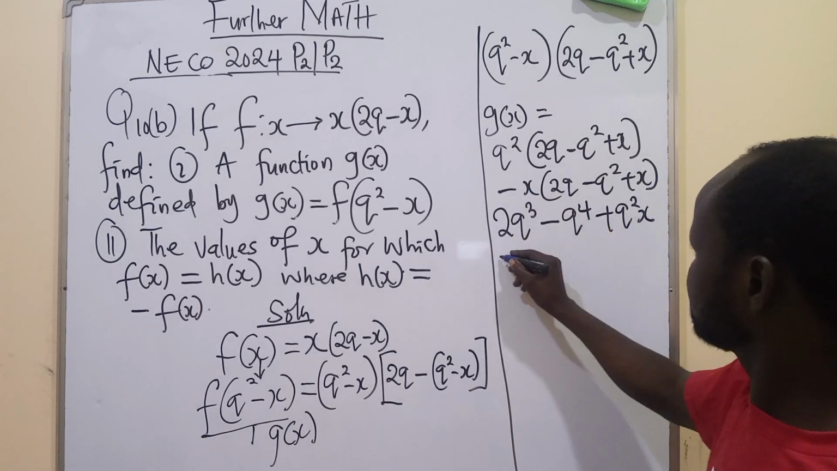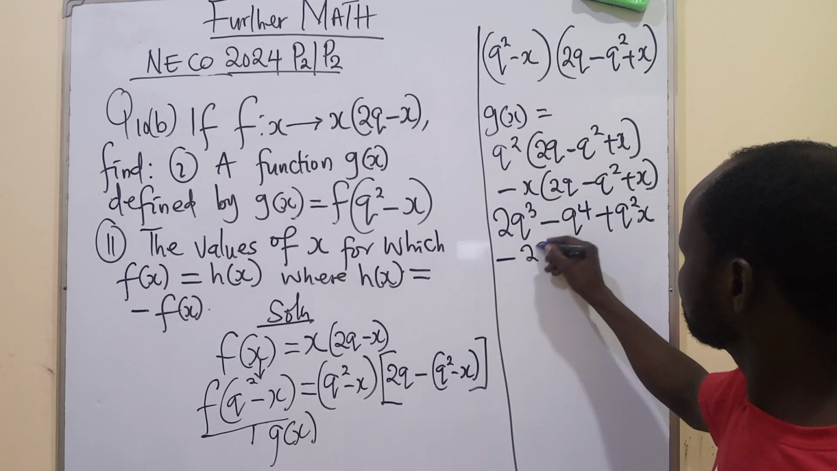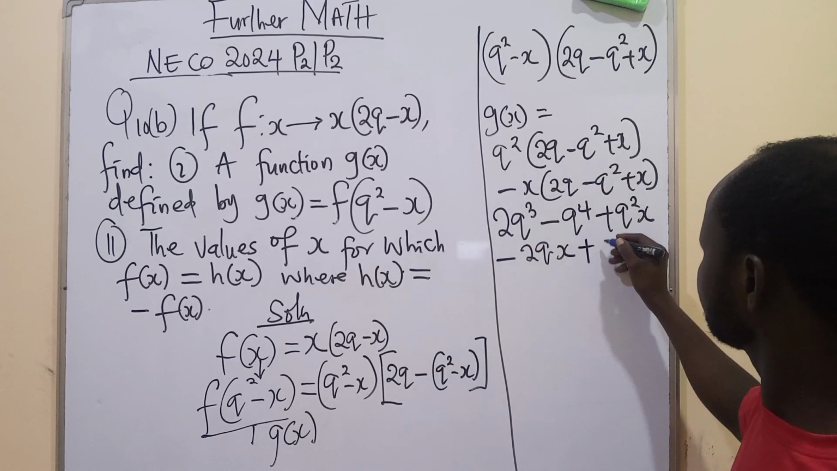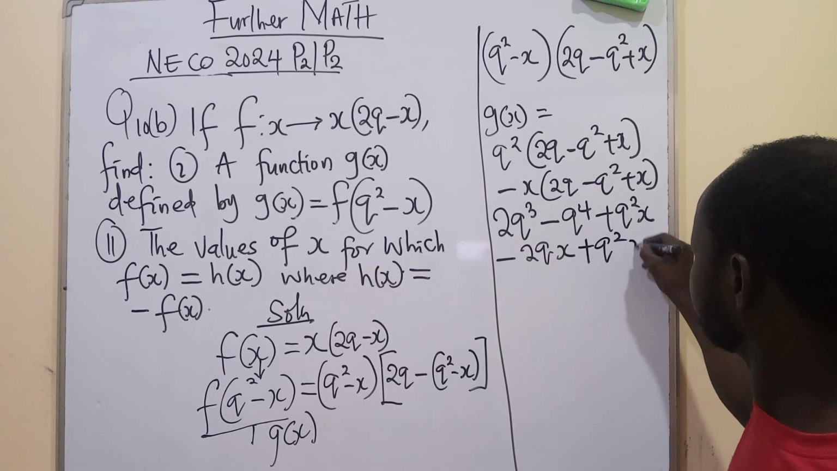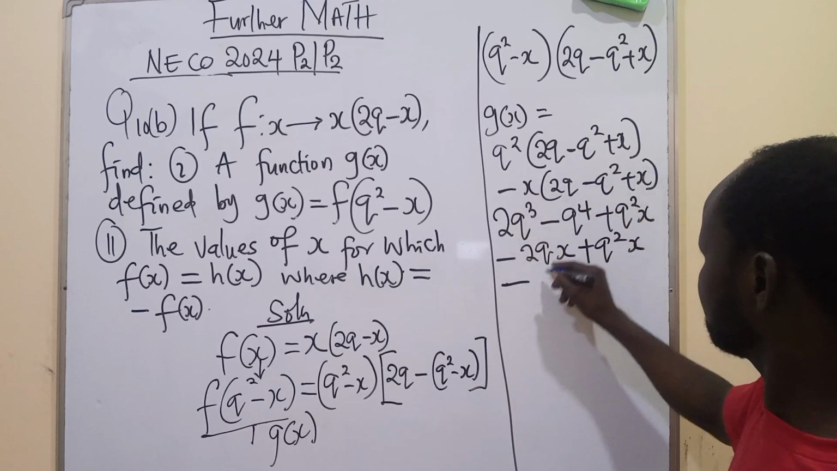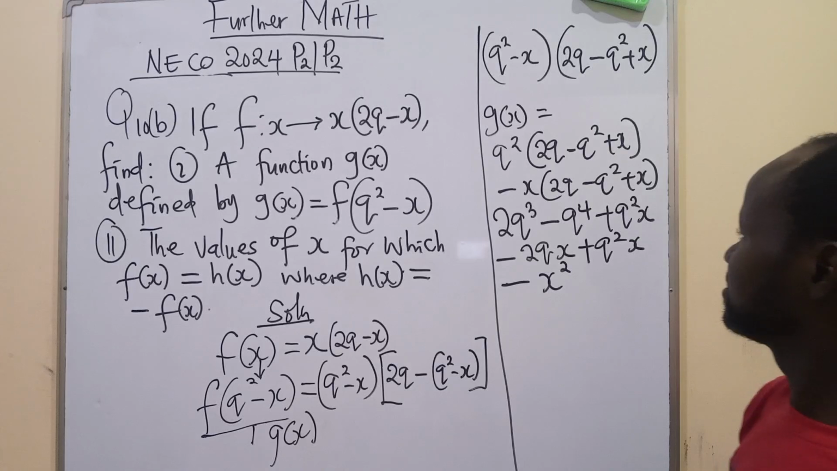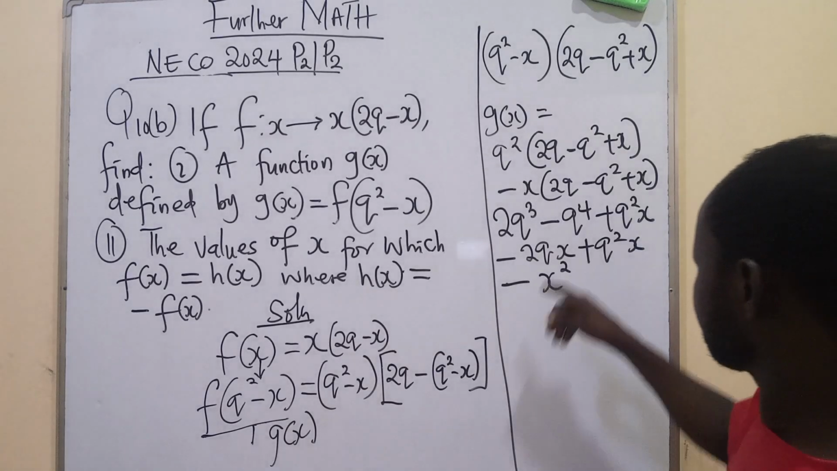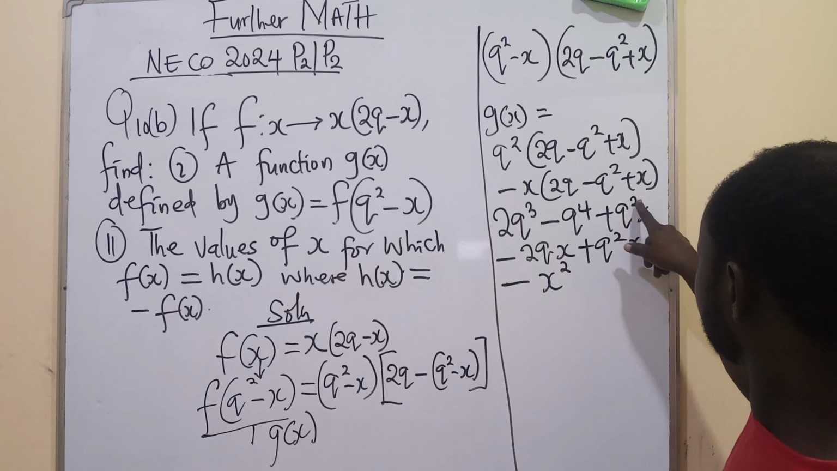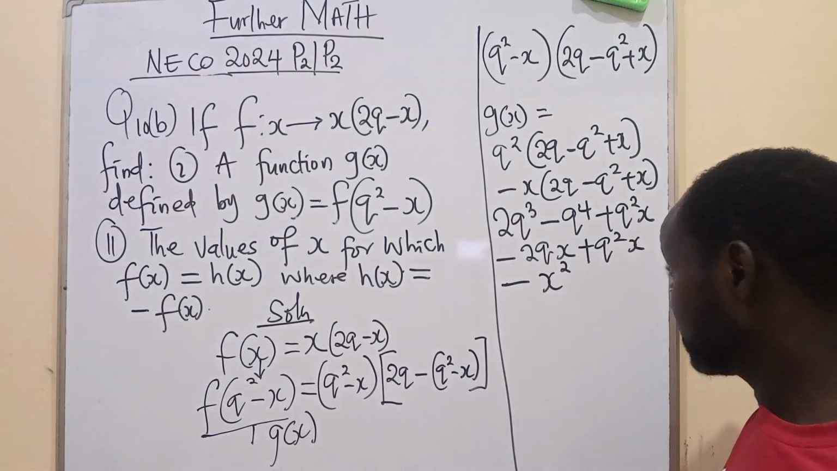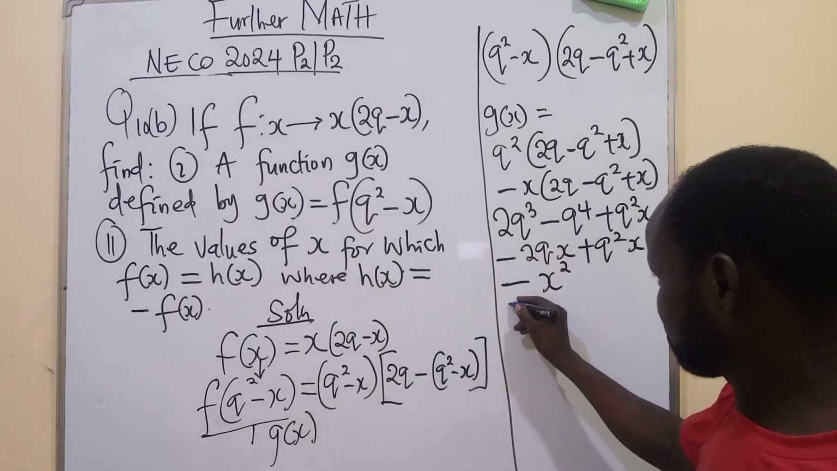Minus x times 2q will be minus 2qx. Minus times minus, that will be plus q²x. Then minus times positive is minus, x times x is x². So this will be the simplification. Next is to rearrange. We realize that we have q²x and we have q²x, so we can add. But before we do that, let's start with g of x now.